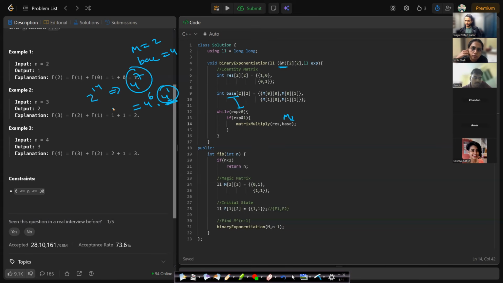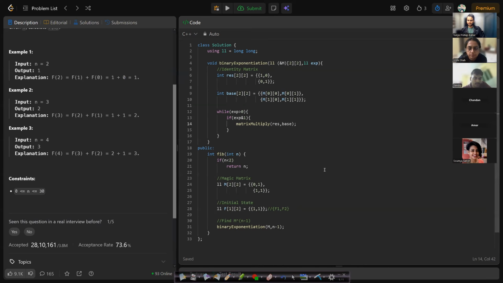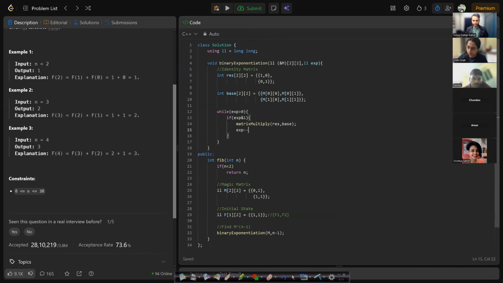Okay. I hope we are clear. Okay. So what should be the next step? Exponent minus minus.